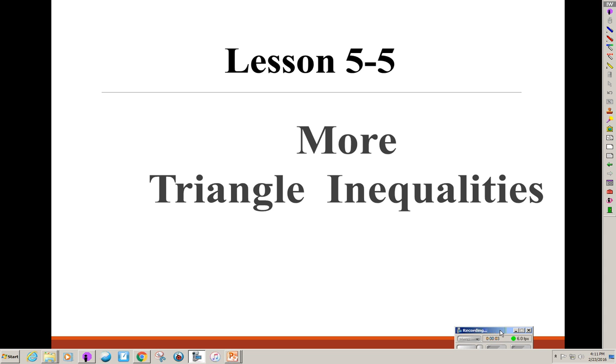This lesson is more triangle inequalities. We have two more inequalities here that involve two triangles with two pairs of congruent sides, and we'll compare the relationship between the third side and the relationship between the included angles.